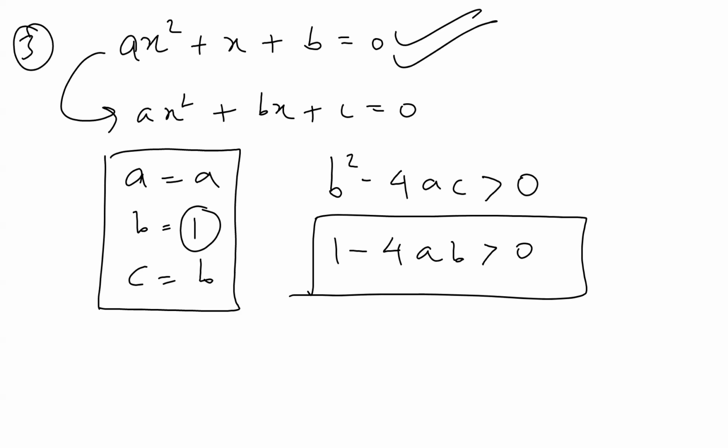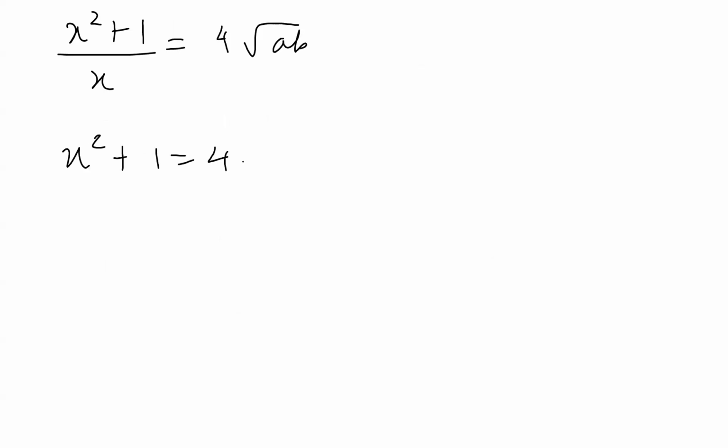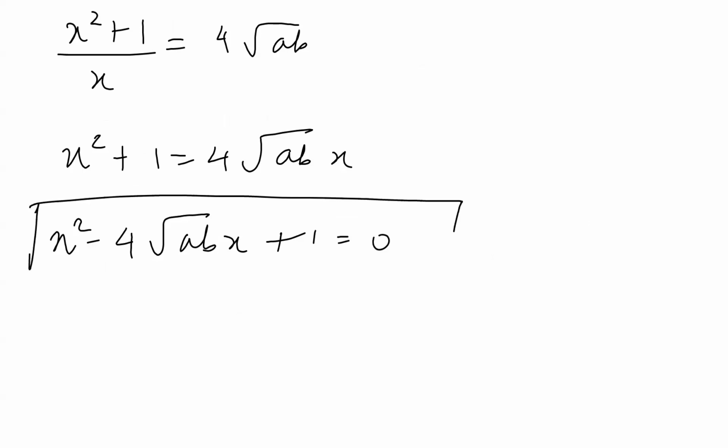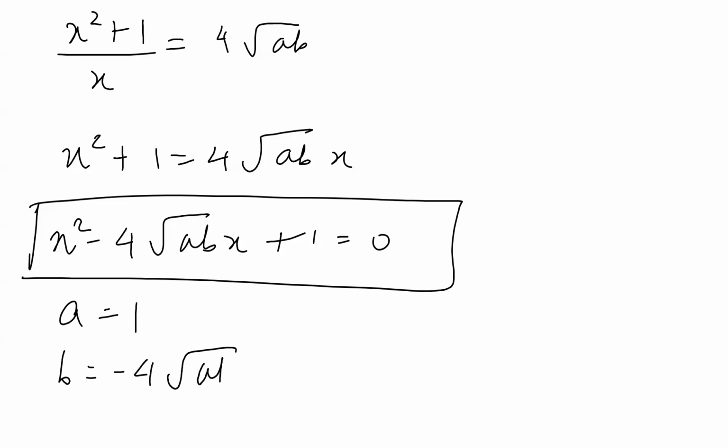Now they're asking you to show that the roots of the other quadratic equation are imaginary. They have given one more quadratic equation, x square plus 1 upon x is equal to 4 root ab. We'll simplify and get it in a proper format: x square minus 4 root ab into x plus 1 is equal to 0. So a is equal to 1, b is equal to minus 4 root ab, and c is equal to 1. Now we need to find the nature of the roots.